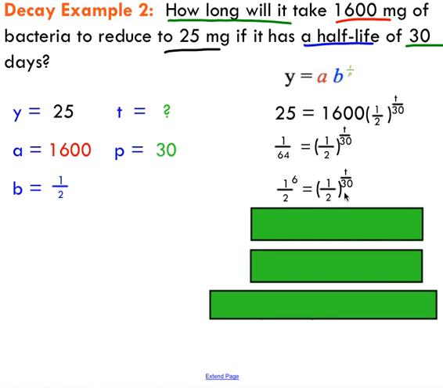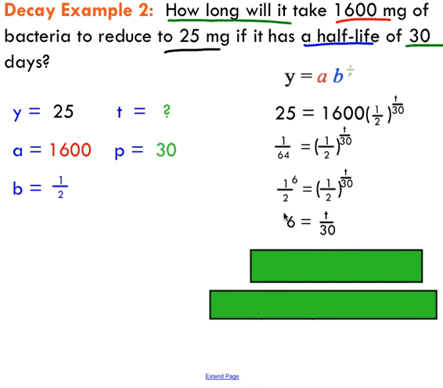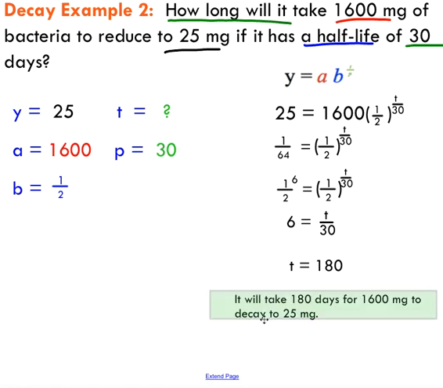Remember, when we're solving exponential equations, we can just drop our bases and solve whatever results in our exponent. Got a nice little linear equation here to solve. So let's multiply both sides by 30 and solve for t. So it must take 180 days for 1600 milligrams of this bacteria to decay to 25 milligrams.